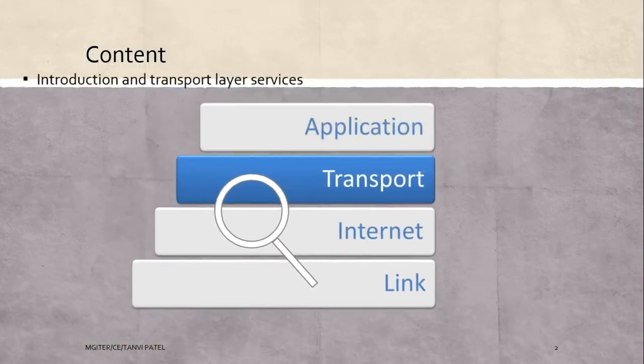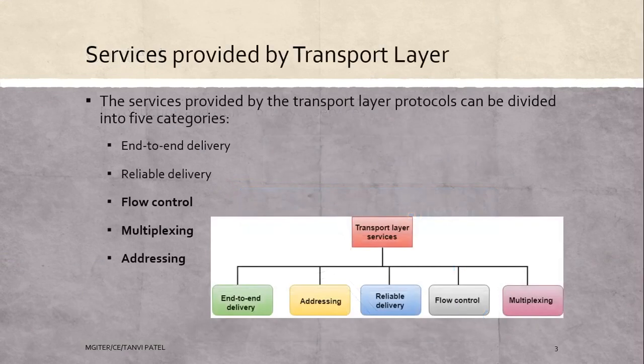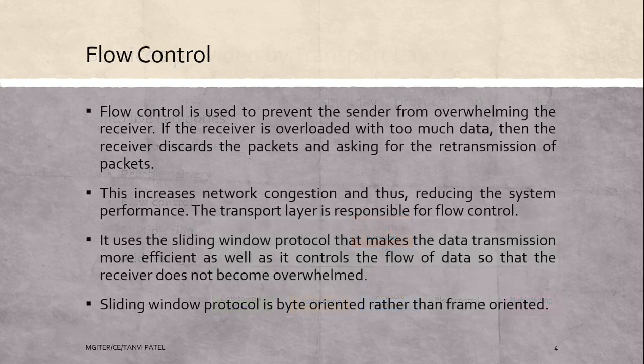So, the topic is Introduction and Transport Layer Services. Services provided by the Transport Layer Protocol can be divided into five categories. We already studied end-to-end delivery and reliable delivery. So today we will study flow control, multiplexing and addressing.